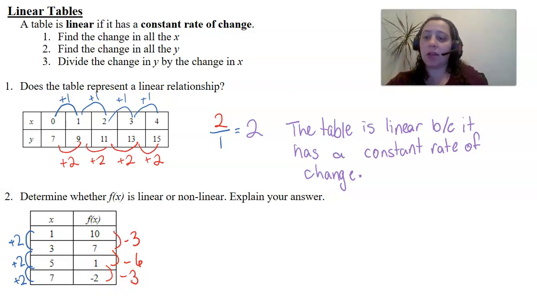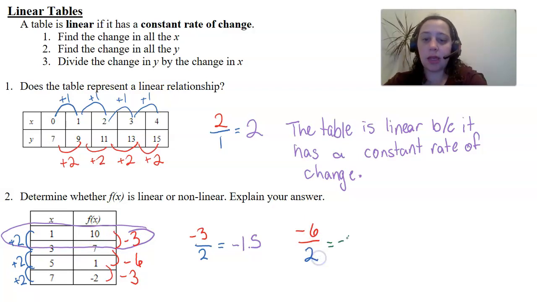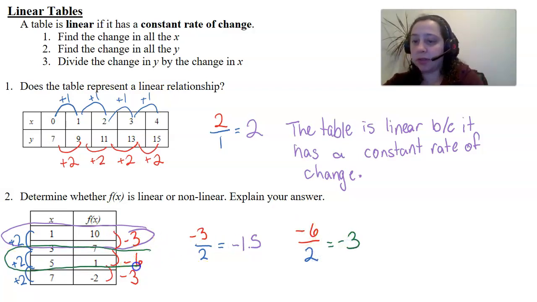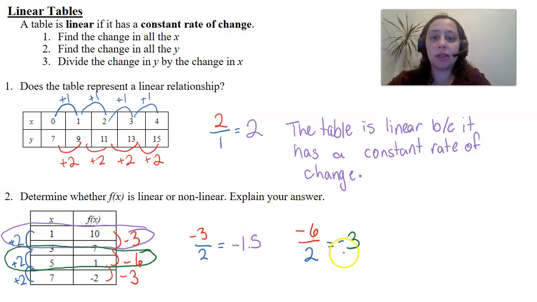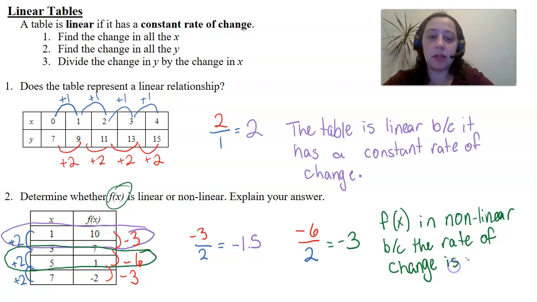So now let me divide my change in y by my change in x. In the first pair, my change in y is negative 3 and my change in x is 2. If I divide this, I get negative 1.5. In my second pair, I have negative 6 divided by positive 2, and I get negative 3. I can already see that my rate of change is not the same. So I can say f of x, remember that's the name of this function, is nonlinear because the rate of change is not the same.